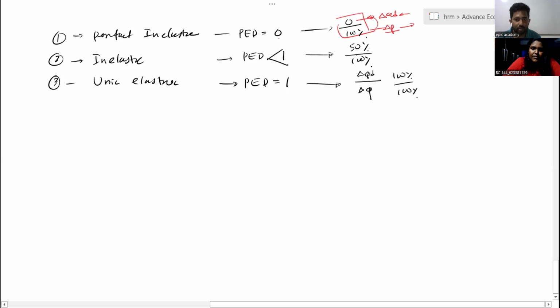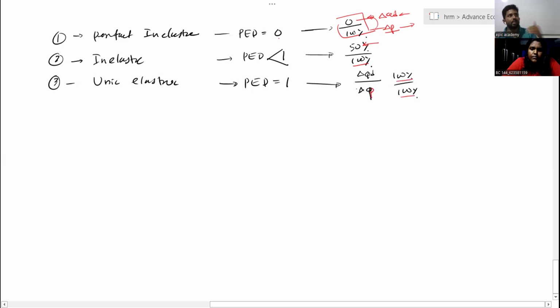And next one. Price changes 100%, but the response is reasonably low compared to the independent factor. Reasonably low response. That is why we call it inelastic. PED is always 0.5, 0.3, something like that. Less than 1, always.